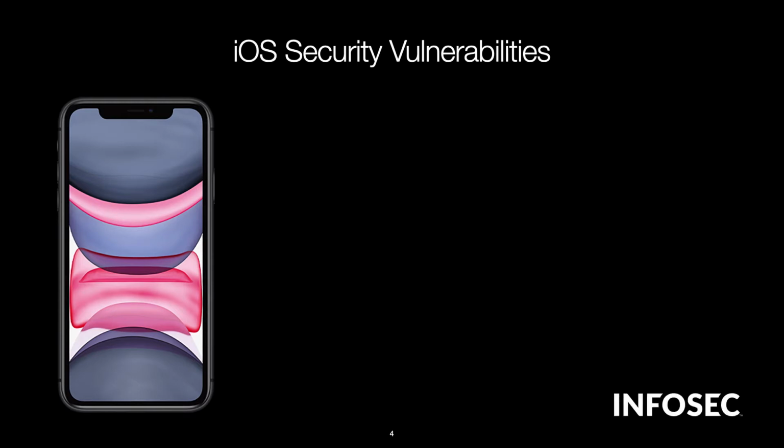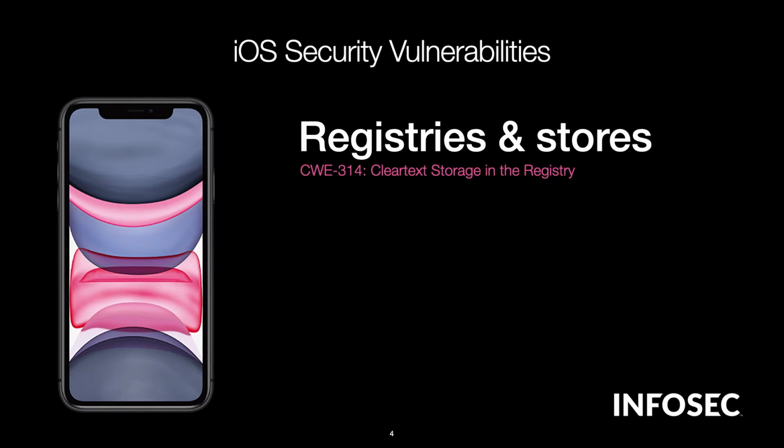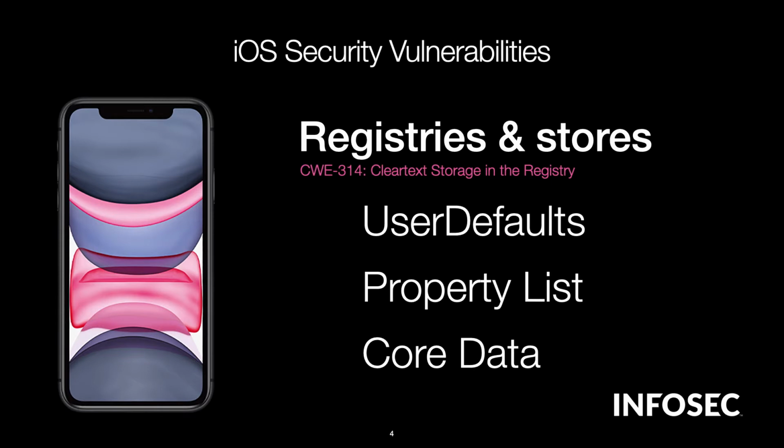InfoSec has determined that the various registries and stores available for iOS developers to store information in, such as user information, should not be used to store sensitive information like user passwords. These stores include user defaults, property list, and core data. Apple has other methods of storing information securely, such as through the keychain. A static analysis tool could detect when sensitive information is written to these stores and alert the developer that this is a security vulnerability.